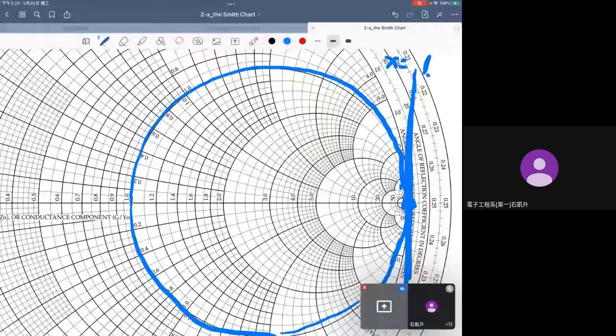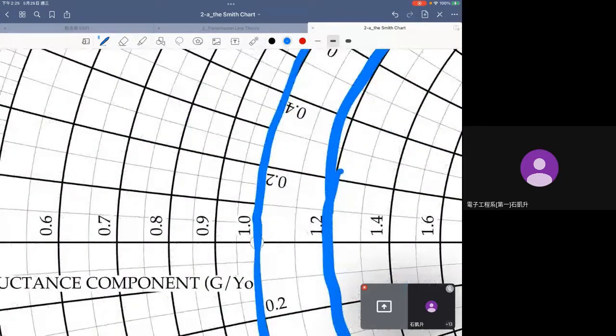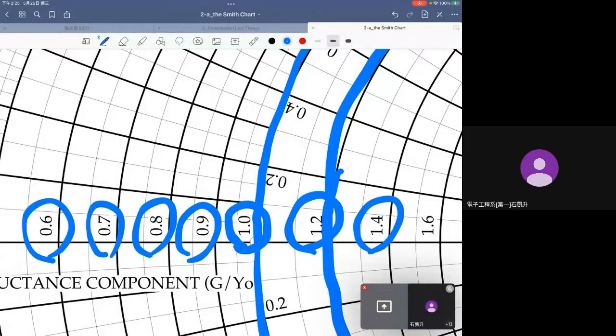Every circle is connected to this part. And you can read every number. All of these numbers mean your gamma L equals to this number. I'm sorry, not correct. Your RL equals to this number.